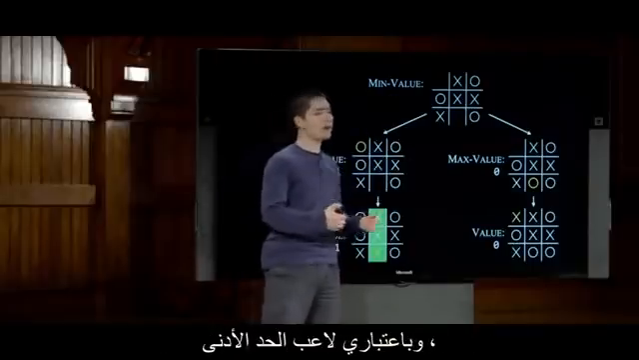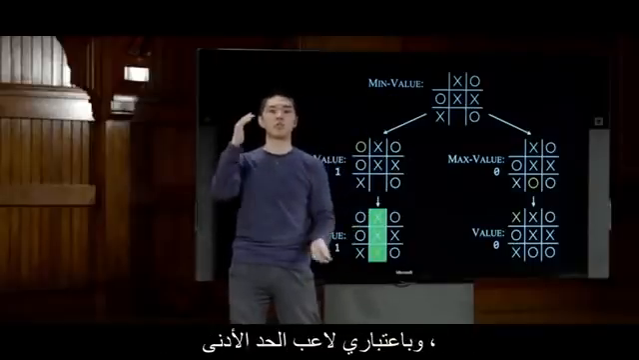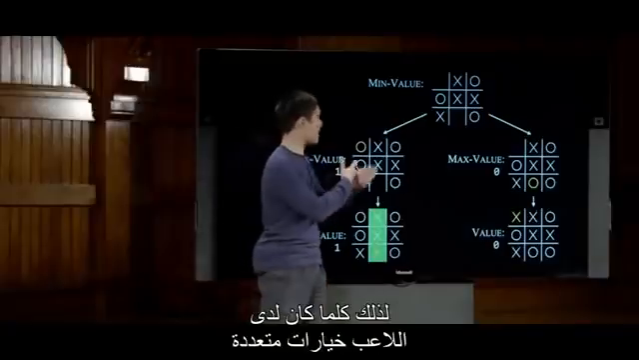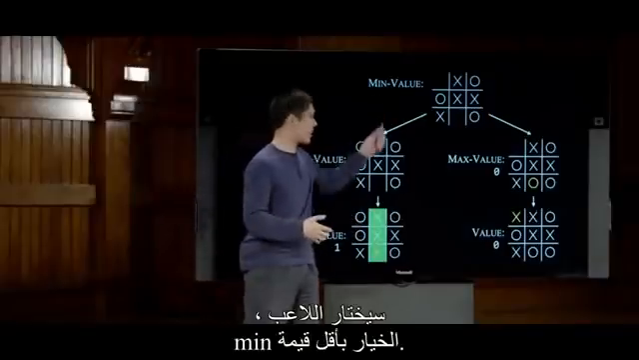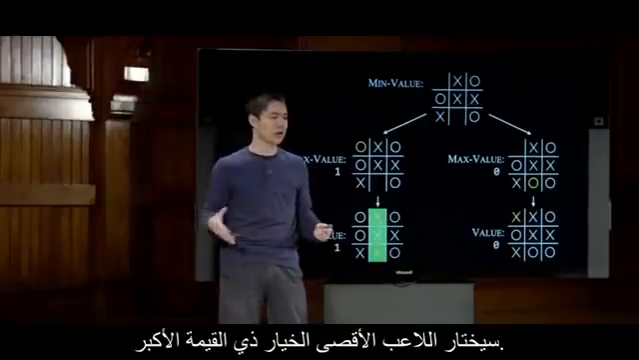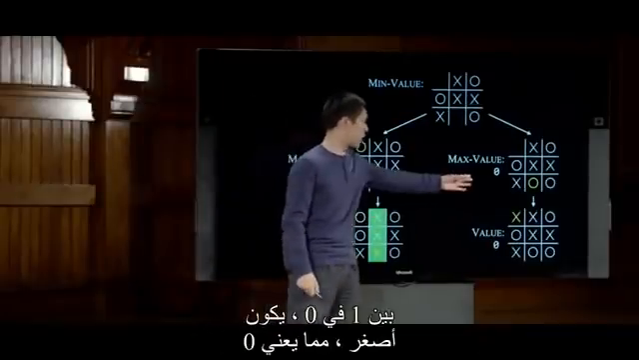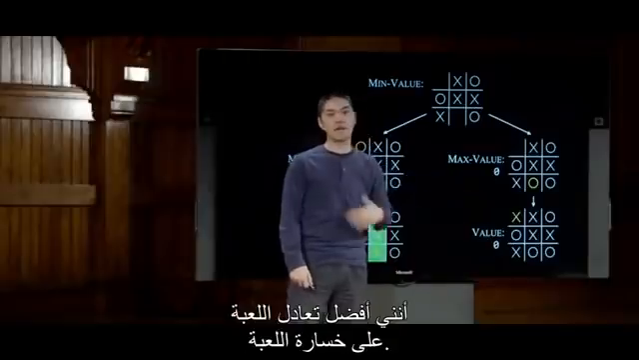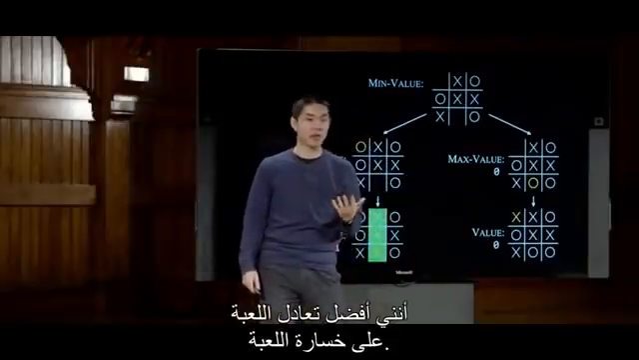And as the min player, I would rather choose the option with the minimum value. So whenever a player has multiple choices, the min player will choose the option with the smallest value, the max player will choose the option with the largest value. Between the 1 and the 0, 0 is smaller, meaning I'd rather tie the game than lose the game.